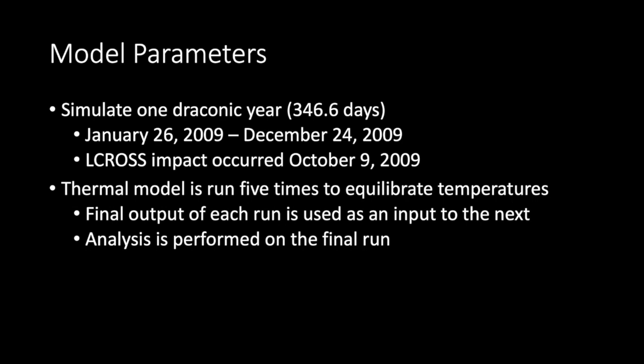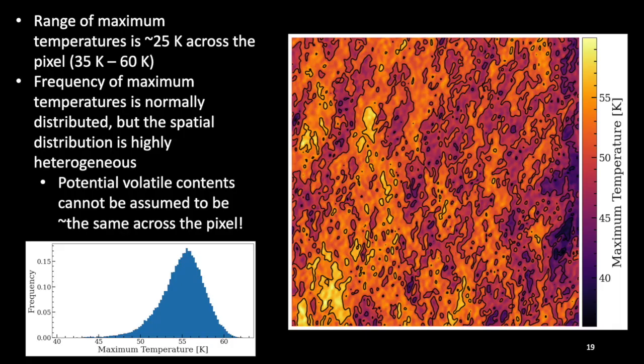Ideally, we would simulate the entire 18.6-year lunar precessional cycle to eliminate the small variations that occur between draconic years, but those differences are relatively small and we see rapid convergence of the temperatures regardless. Here, I present the maximum temperature map of the LCROSS impact pixel at a resolution of 1 meter per pixel. Several things are immediately obvious.